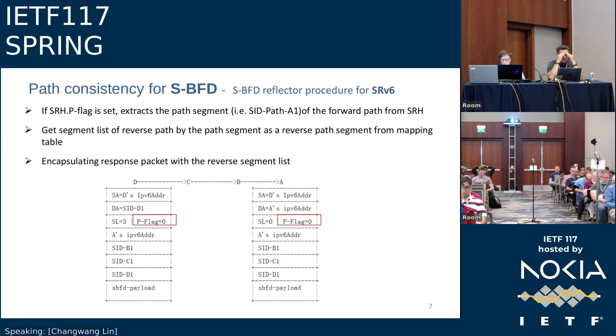For the reflector of node D, SBFD needs to detect the SRH and get the path segment from the SRH, then get the segment list for the response control packet by the forward path segment. Using the path segment, the forward and reverse paths of SBFD are guaranteed to be consistent in SRv6. Next page.